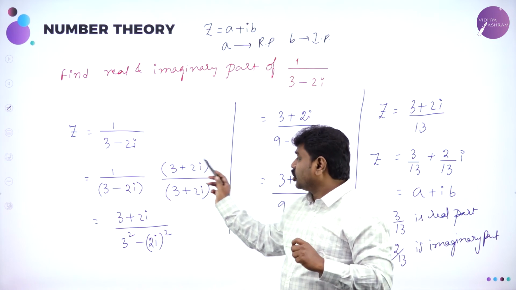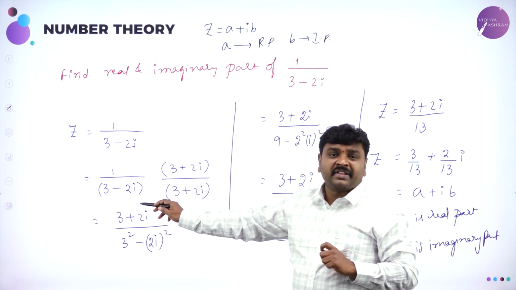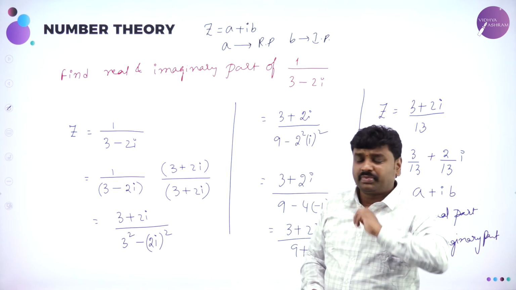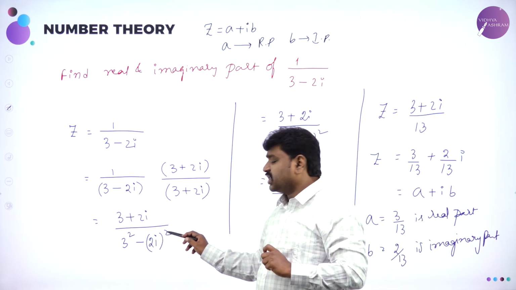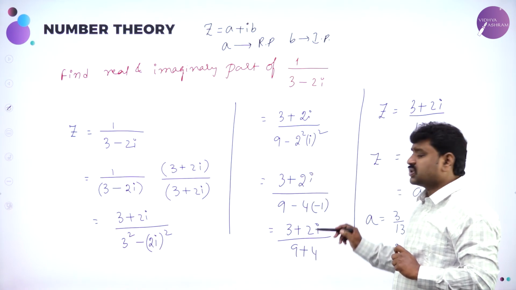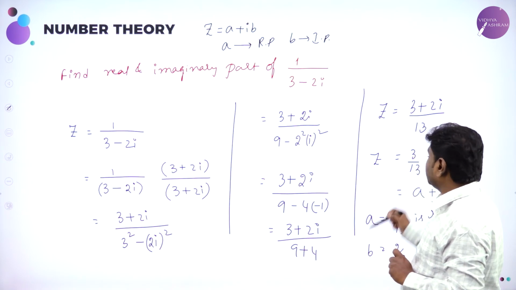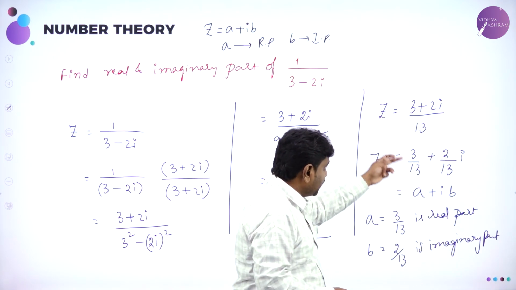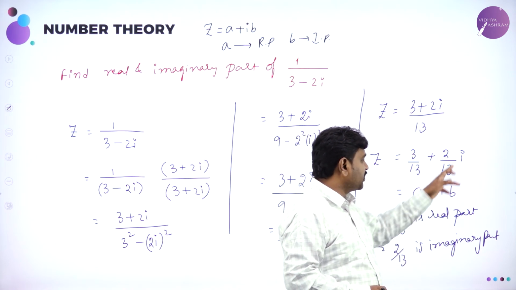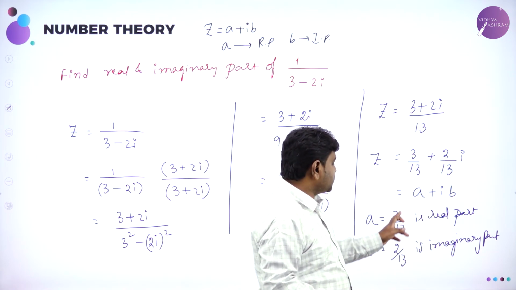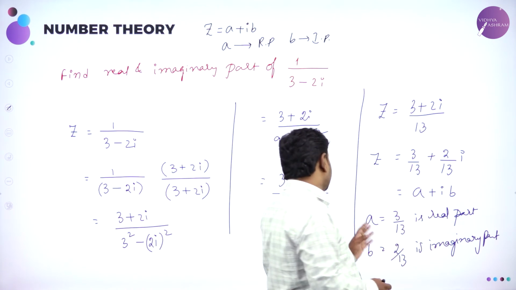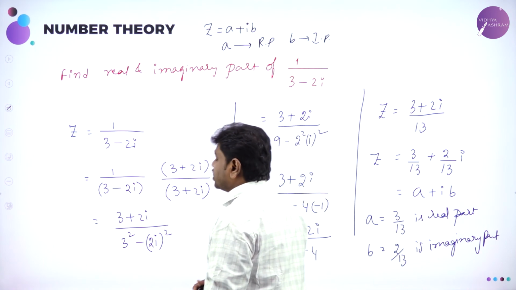3 plus 2i into 1 is 3 plus 2i. Now the denominator is in the form a plus b into a minus b. What is a plus b into a minus b? A square minus b square. So it will become 3 square minus 2i the whole square. 3 square is 9. 2 square i square, 2 square is 4, i square is minus 1. So 9 plus 4 is 13. Split it now. You can write it as 3 by 13 plus 2 by 13 i. And in the place of a we have 3 by 13, in the place of b we have 2 by 13. A is called the real part, 3 by 13 is the real part and 2 by 13 is the imaginary part. I hope all of you understood this.